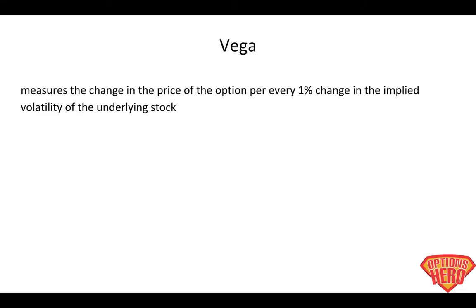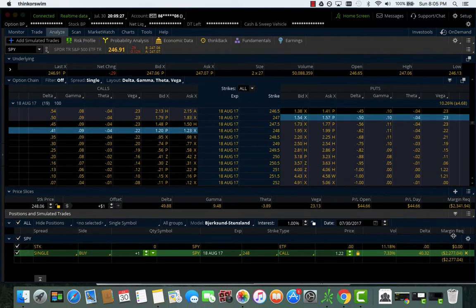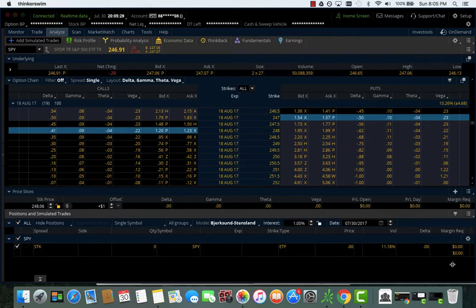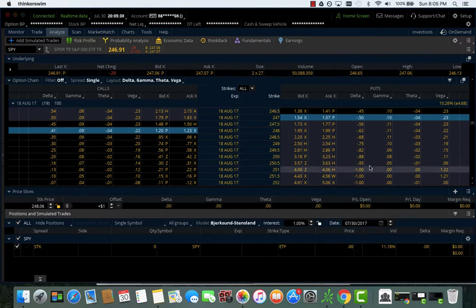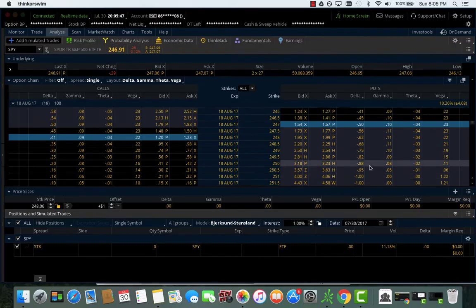Vega. Vega measures the change in the price of the option per every $1 change in the implied volatility of the underlying stock. This is not 100% critical to know at this point. However, it's just a good thing to know. What Vega says is, if the expected move or implied volatility goes up a dollar, then we expect the price of the option to go up accordingly with our Vega.